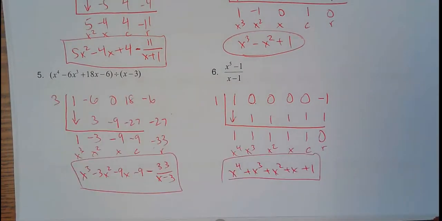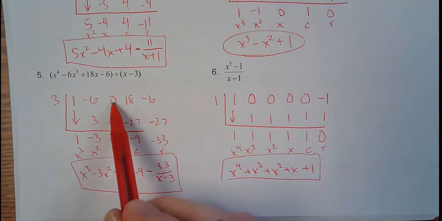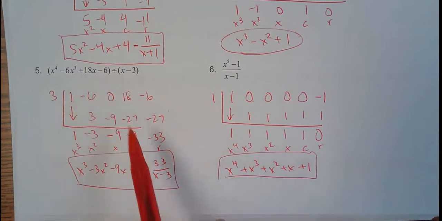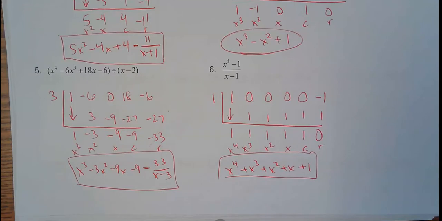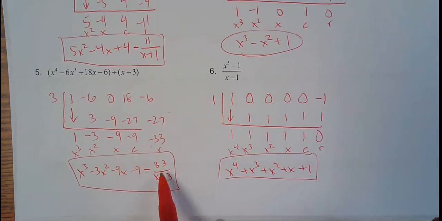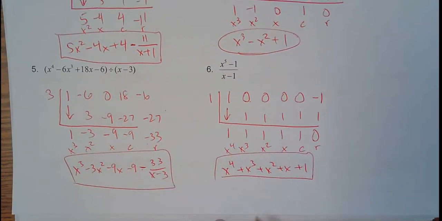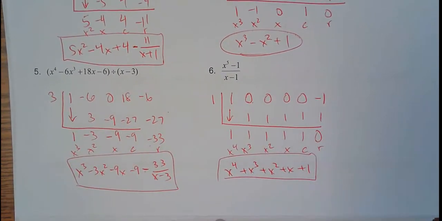Okay, hopefully you gave those a try. So here's the work for it. Again, make sure you put a 0 in the x squared spot there. That's why there's a 0. We already set that up before you paused it. In this guy here, we had a remainder of negative 33, so it's minus 33 over the divisor, x minus 3. Over here it was 0, so there was no remainder to worry about there.